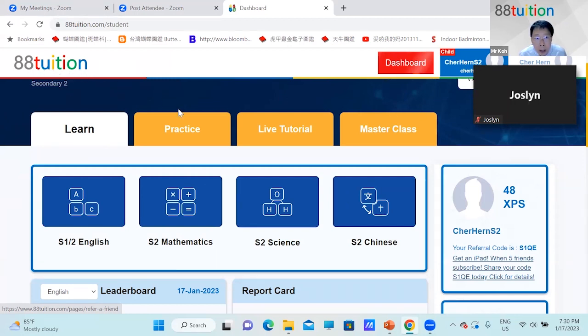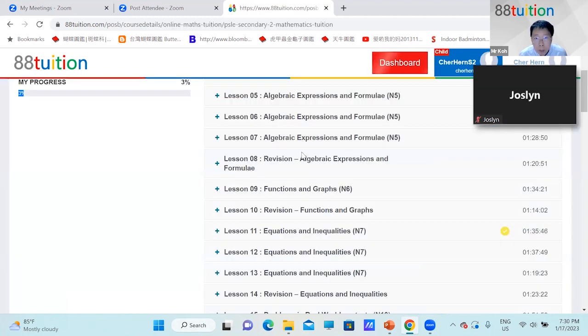Under this 88 tuition, you're going to Sec 2 mathematics. Now, after you click Sec 2 mathematics, you will go into the lesson. So this will be the lesson. In particular, lesson 11, lesson 12 is over here.